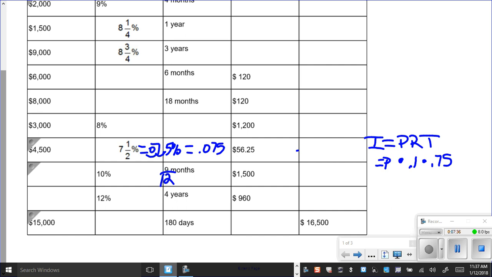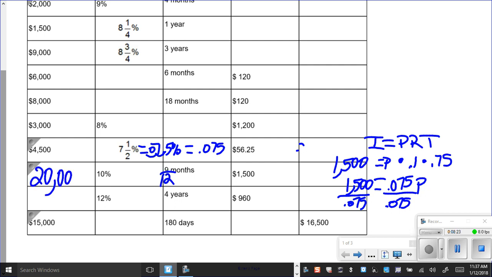And our interest is what? 1,500. So we're going to multiply and then divide. So 0.1 times 0.75, don't forget to put your points in, is 0.075p, which is equal to 1,500. Now you want to divide 1,500 by 0.075. And what do we get? We get 20,000. So right here, our answer, I'm sorry, our answer here is 20,000. And when we find that, we can add it up and see it's going to be 21,000.